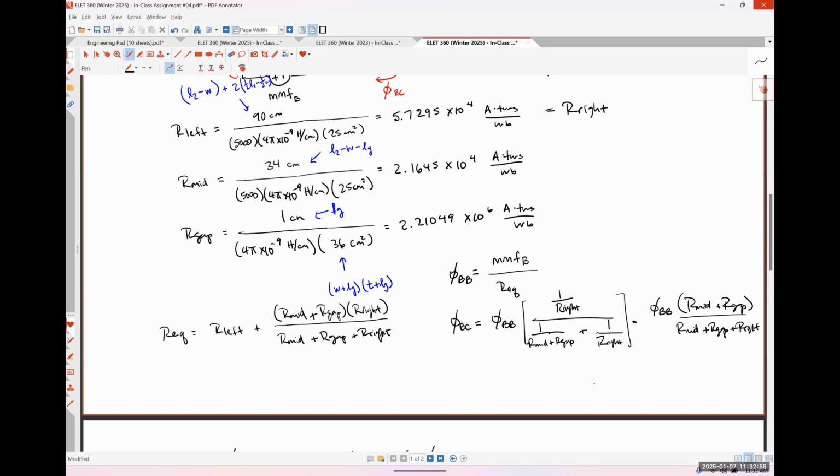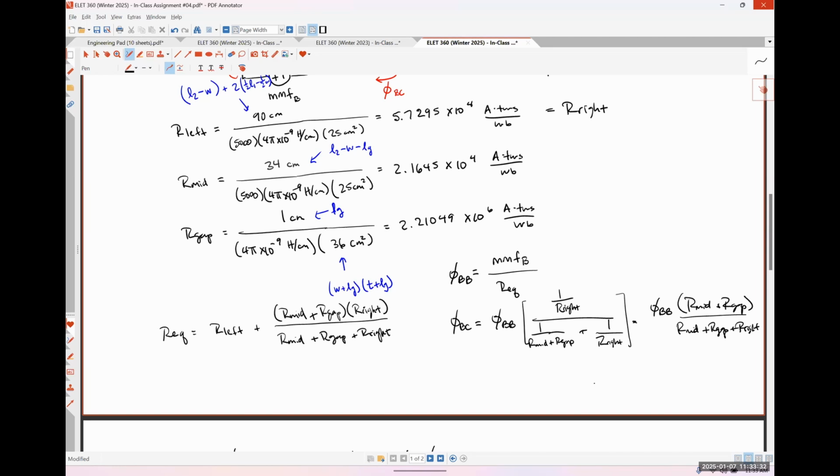All right. So I'm just trying to figure out what this X thing is. So it's mid plus gap. Let me just do this in little parts here. So 2.1645 times 10 to the 4 plus 2.21049 times 10 to the 6th. Make sure I put the 6 there. I did. Okay. So it's that thing. Let me just store that as A.